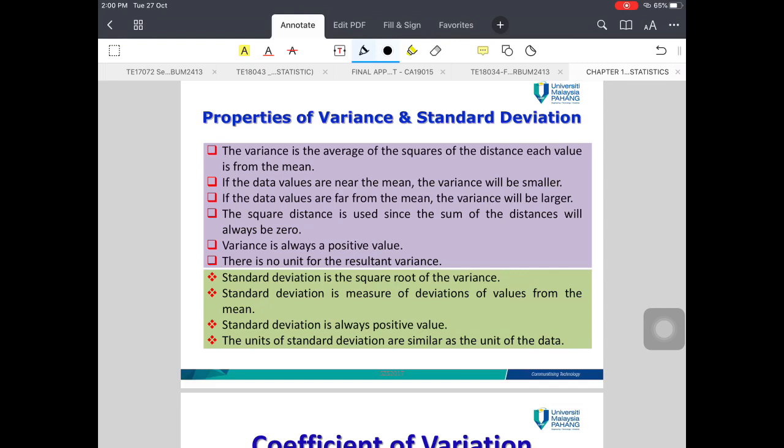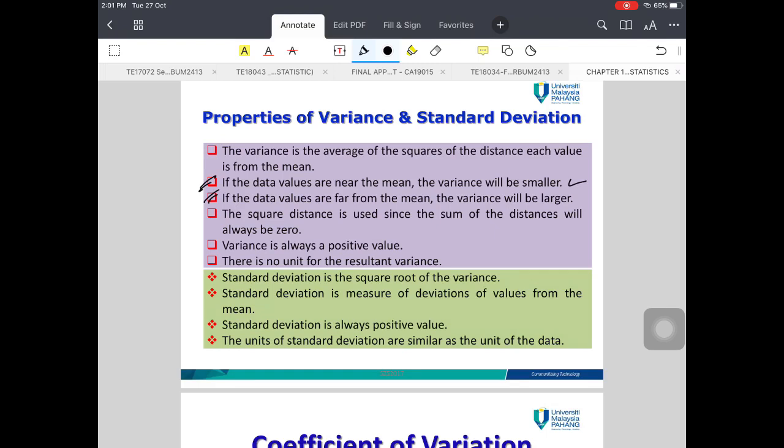Alright, for these properties, we need to know some descriptions of variance and standard deviation, right? Okay, the first one is the variance is the average of the square of the distance each value is from the mean. If the data values are near the mean, the variance will be smaller. This one is important. If the data values are far from the mean, the variance will be larger.